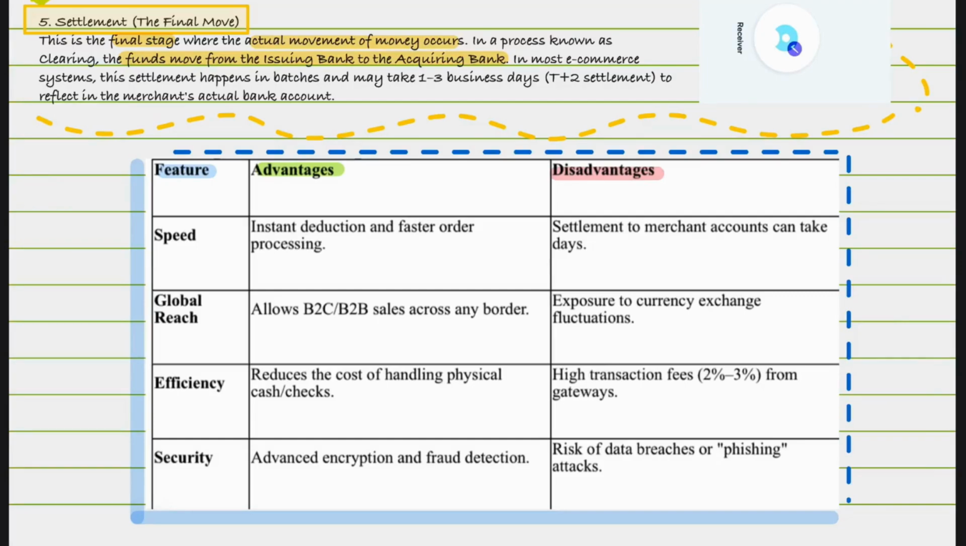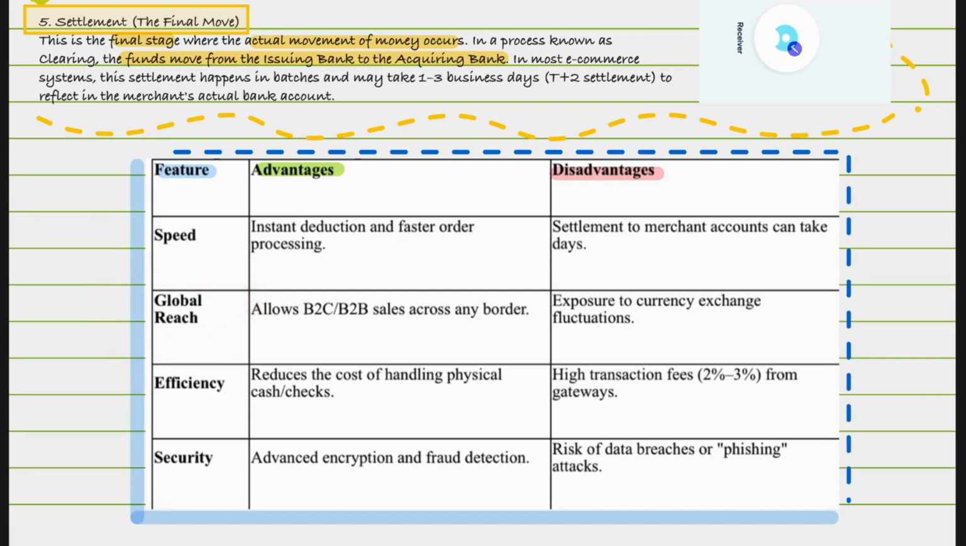Let's immediately talk about the advantages and disadvantages of EFT. First of all, if we take into consideration the feature of speed, then the advantage is that there is instant deduction and faster order processing. So instantly you get that click of deduction of the amount from your bank account, the payment is done, and the order would be received by you in the processing period of that particular website. But the disadvantage is that settlement to the merchant account can take days. Like I told you, it might take 24 to 48 hours or longer as well. So this is where it lags.